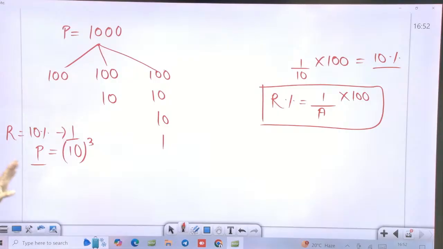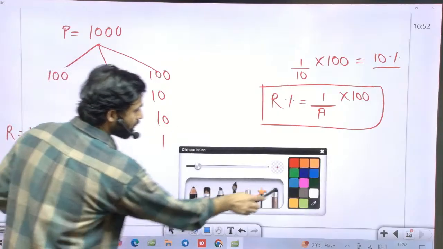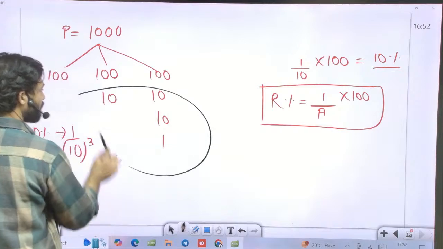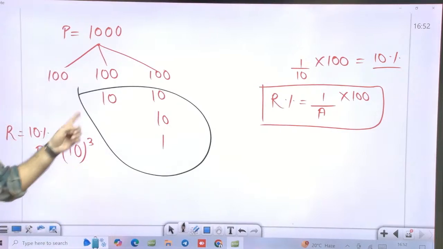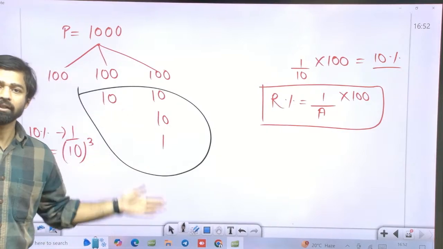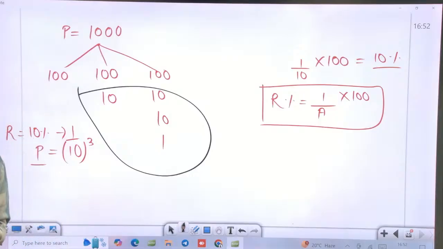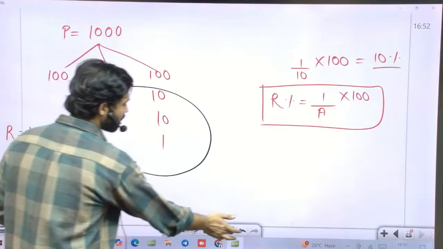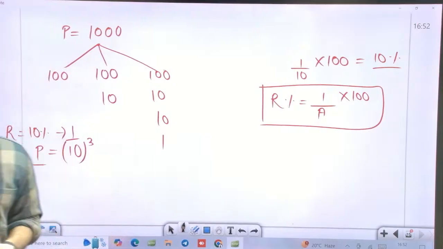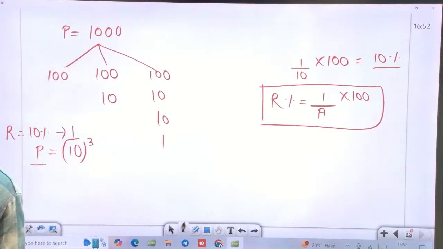131. Very good. So the difference is what? This is the difference. So add all these. We have 10 three times, 30 plus 1, that is 31. Got it? Any problem? My second question is, what is the difference between the CI for the second year and the third year? CI for the second year and CI for the third year. What is the difference between CI?